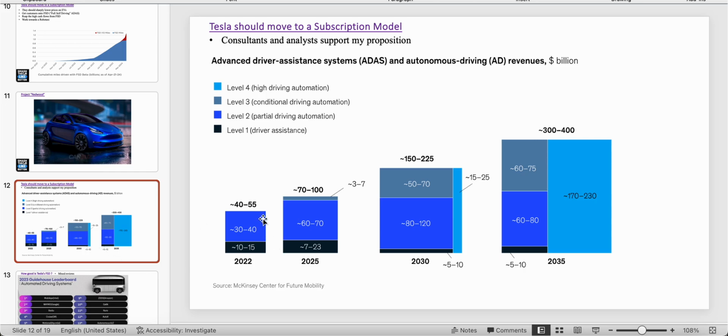It's shown that ADAS, or level 1 through 4 automotive driving software, is going to skyrocket. So I have third-party evidence supporting my discounted cash flow model.